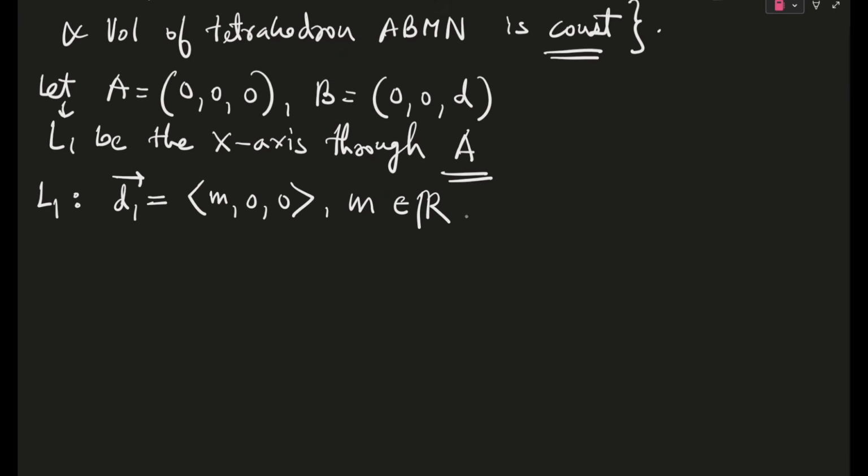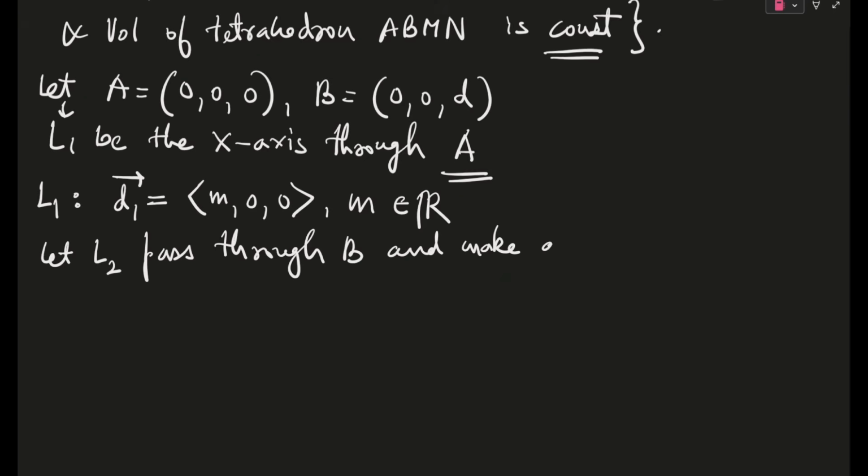And now for L2, from our coordinate system, we are referencing that and writing: let L2 pass through B and make an angle, say theta, with the x-axis in the horizontal plane.